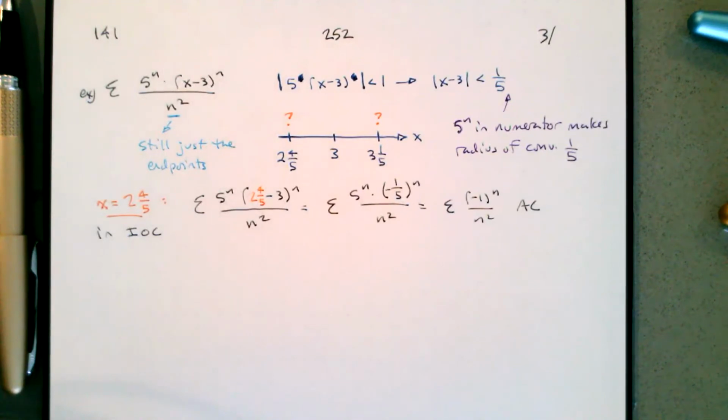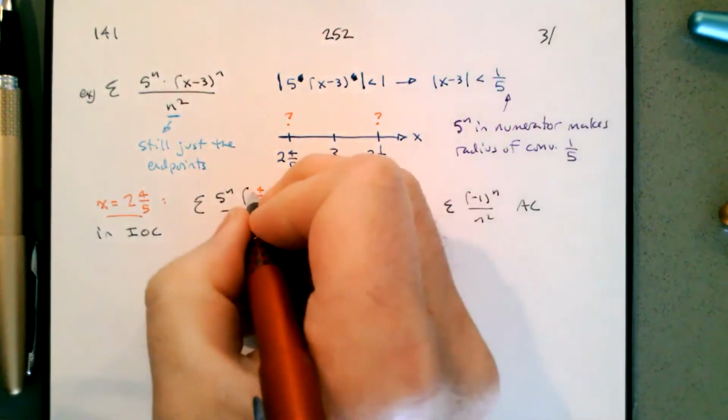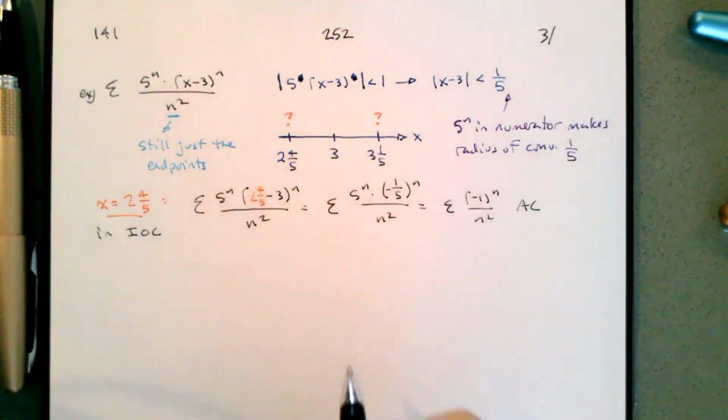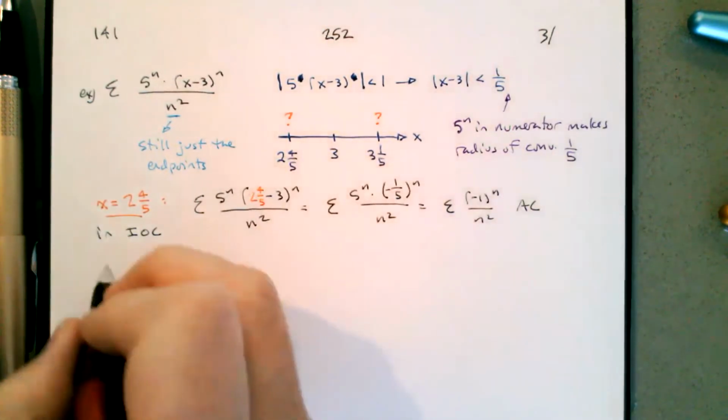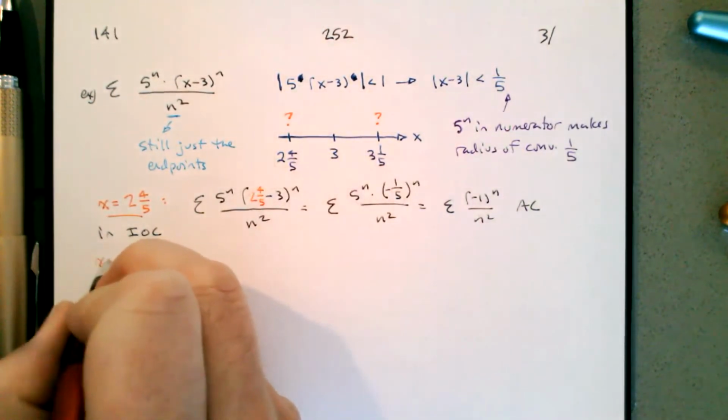Now, very predictably, what's going to happen on the other end is that we're going to get a 1 over n squared. So let's see that happen.